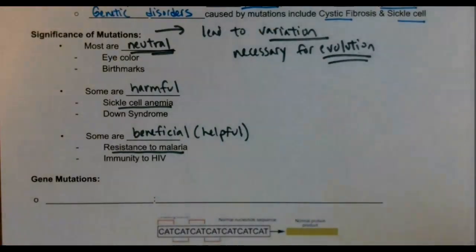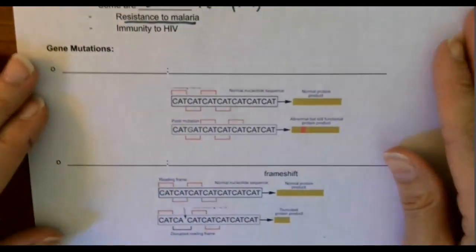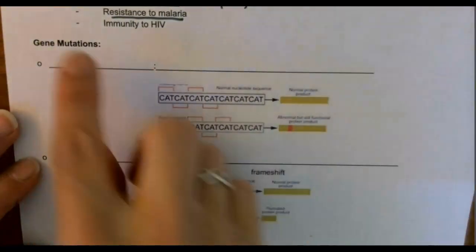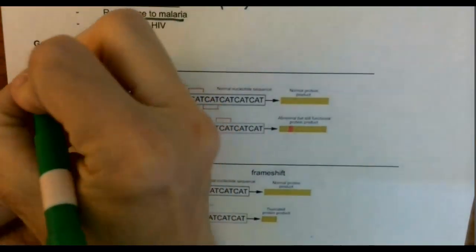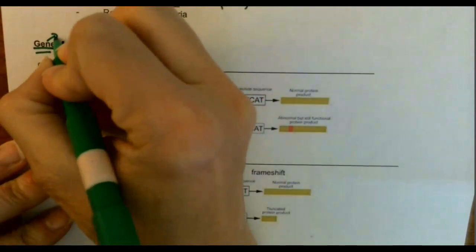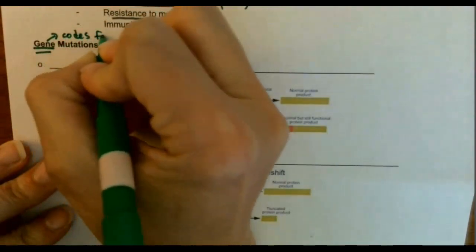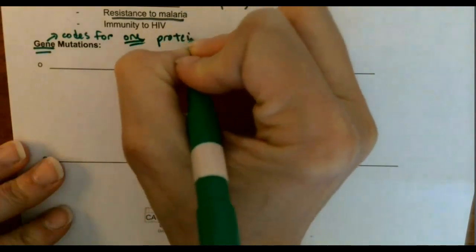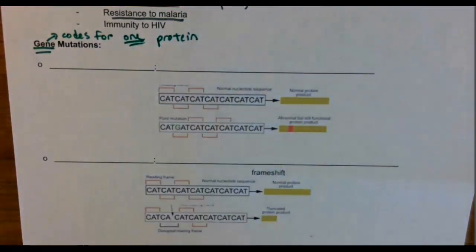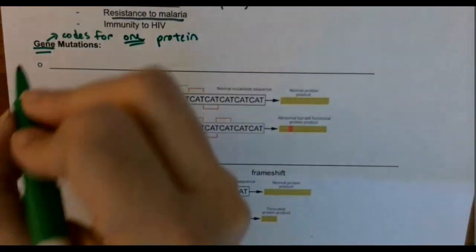The first two types of mutations I want to talk about are gene mutations. Gene mutations only affect a single gene. So what is a gene? A gene is something that codes for one protein. So gene mutations affect one protein. There are two types of gene mutations we're going to talk about.